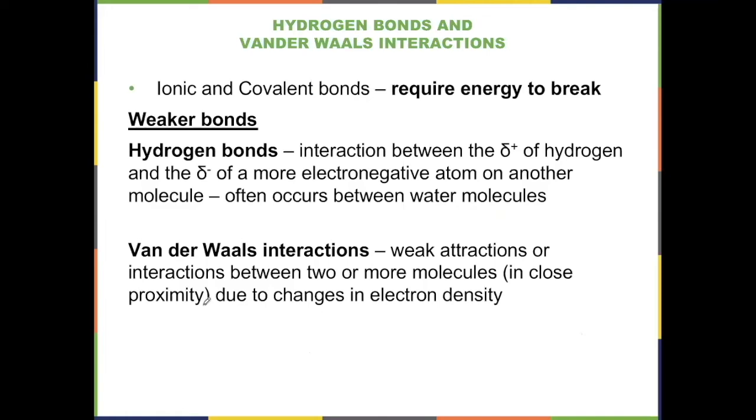Now, there are types of weaker bonds, and in fact, depending on how you define it, they may not really be considered bonds at all, at least not the way that ionic and covalent bonds are. Those are strong bonds that hold molecules together and require energy to break. These weaker bonds are what we might consider to be intermolecular attractions.